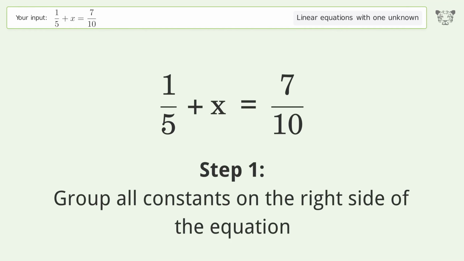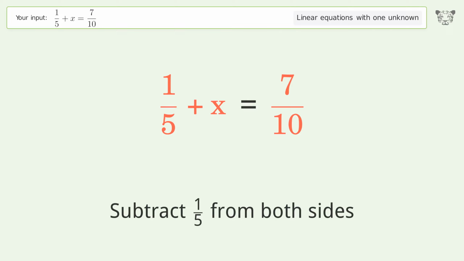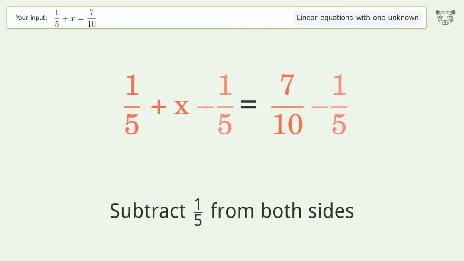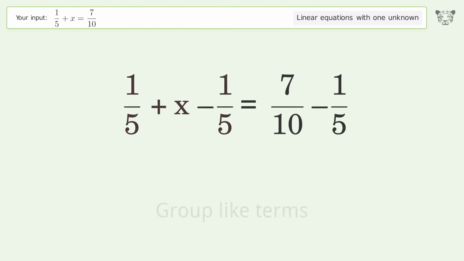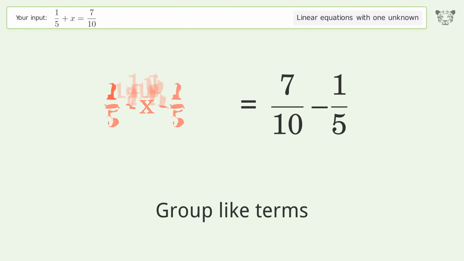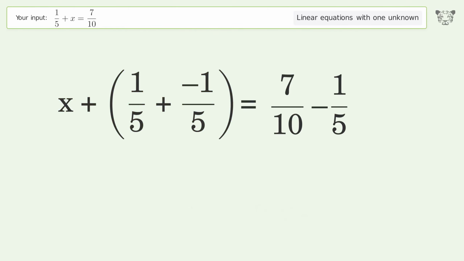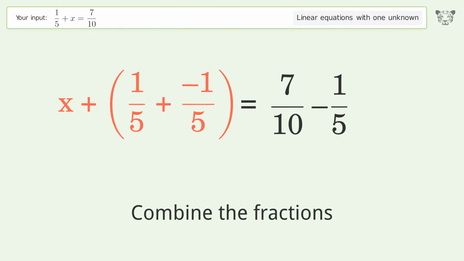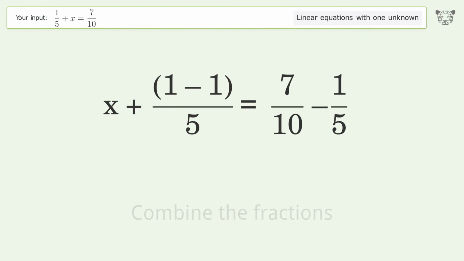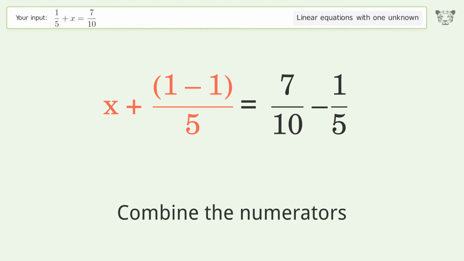Group all constants on the right side of the equation. Subtract 1 over 5 from both sides. Group like terms. Combine the fractions. Combine the numerators.